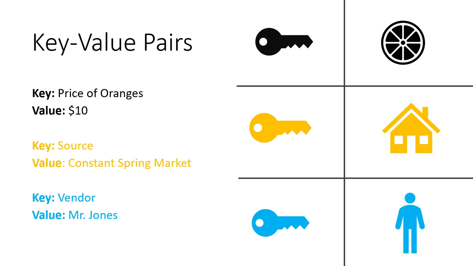So you'll have a line of the price of oranges, and then you'd have, for example, titles and subtitles such as the source being Constant Spring Market or the vendor being Mr. Jones, or you could have this information at the bottom of the charts, depending on how the web application is written. Pattoo has a standardized web application, but there's no reason why you couldn't write your own web application using the API that Pattoo has in the background.